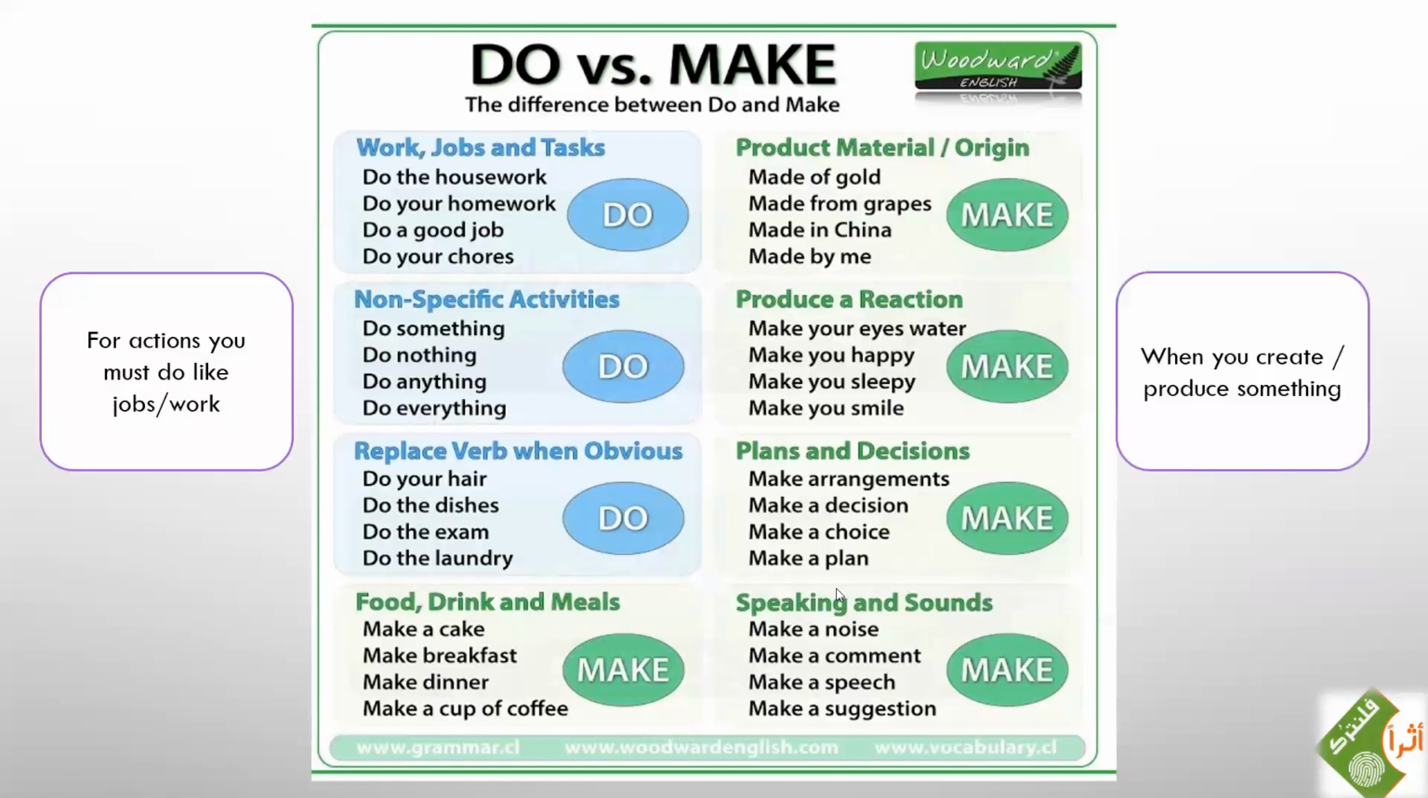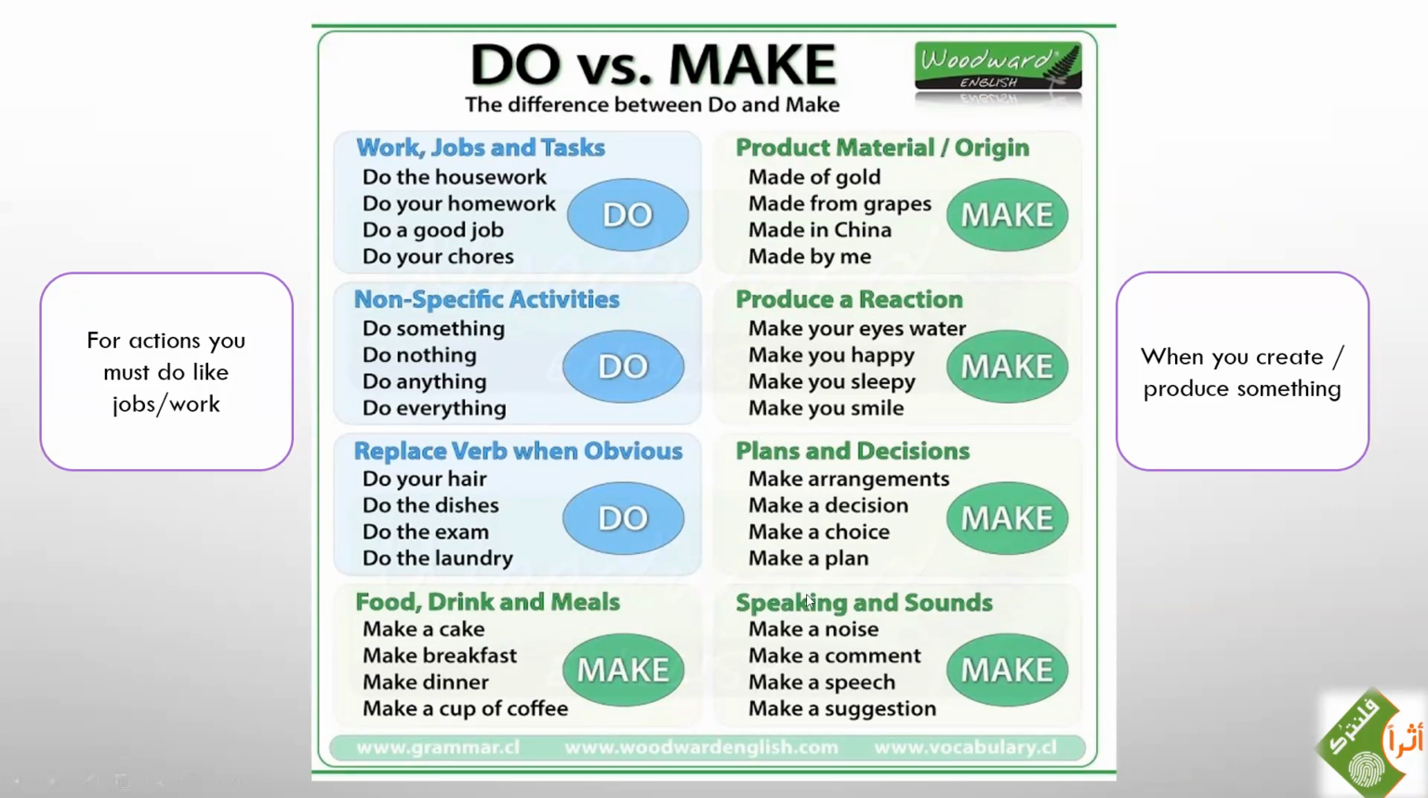What about make? We will use make in situations when you create or produce something. For example, made of gold, made in China. This is very popular. Let's say make you happy, make arrangements, make a decision, make noise, and with food and drinks: make a cake, breakfast, dinner. So this is the difference between do and make, because many questions in grammar and vocabulary will be about do and make. At least in every exam, you will have one question. So please study those carefully. You should know when to use do and when to use make.